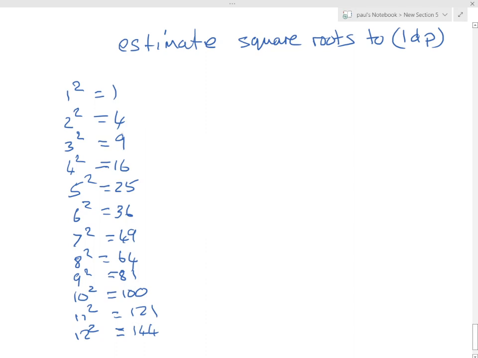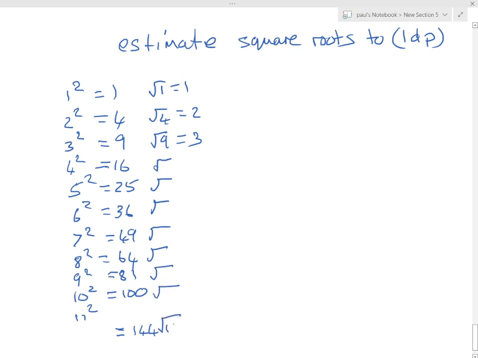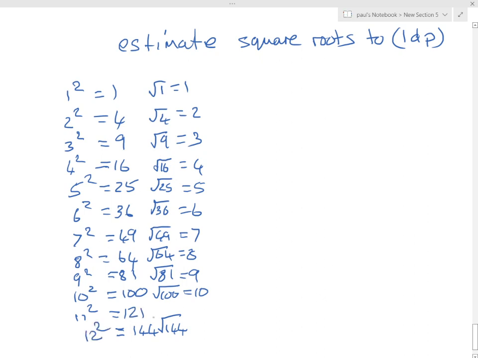Know that. And know that the square root of 1 equals 1, the square root of 4 equals 2, the square root of 9 is 3, and so on up through the square roots of 16, 25, 36, 49, 64, 81 and 100, which equal 4, 5, 6, 7, 8, 9 and 10. So you've got to know all the squares and all the square roots.